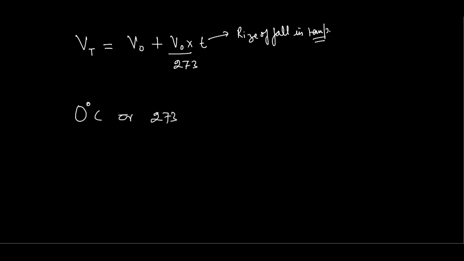You have kept the gas at 0 degree Celsius, and whatever its volume is at that temperature, we have just kept the gas at 0 degree Celsius or 273 Kelvin. Now at 273 Kelvin, we consider the volume of the gas as V naught, at 0 degree Celsius or 273 Kelvin.